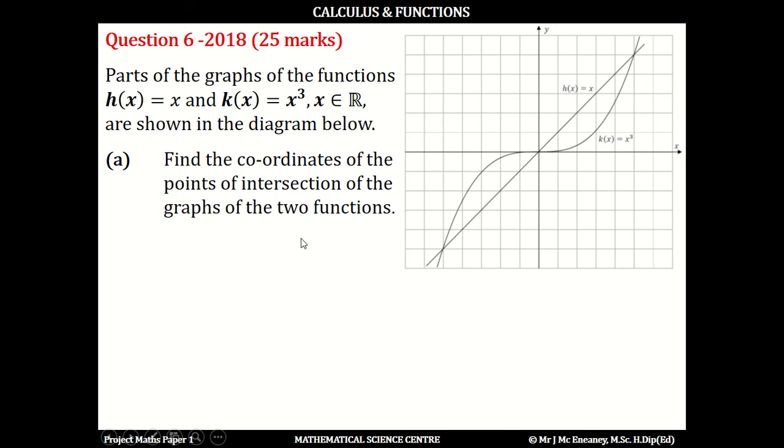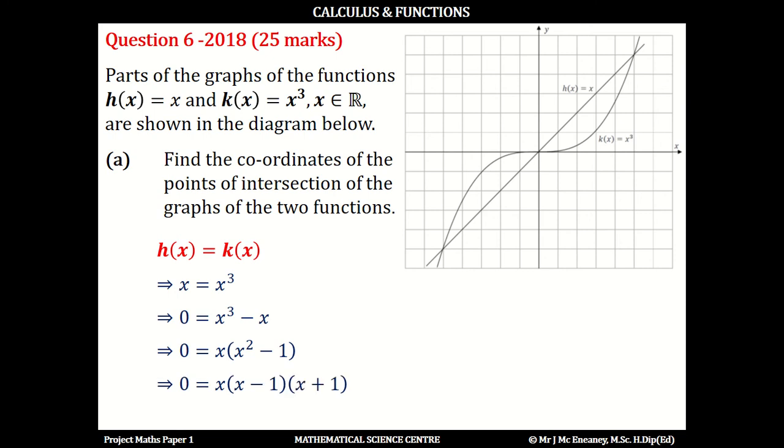So if we want to find where they intersect, we can just equate these two functions. So we can just state x equals x cubed. So h of x equals k of x, that means x equals x cubed. So this means then if you bring the x over, you get x cubed minus x. If we factorize out an x, you're left with x times x squared minus 1. And if we solve this, then you're going to get x equals 0, or x squared minus 1 equals 0.